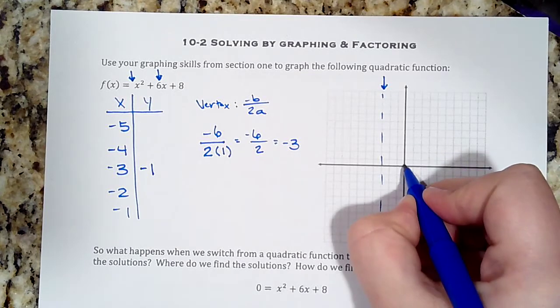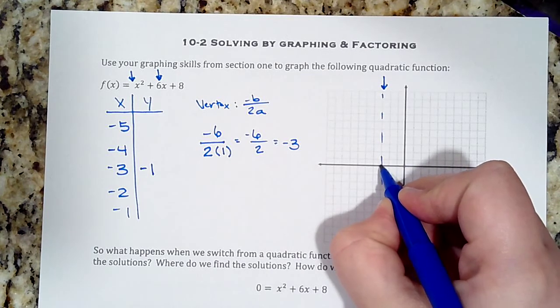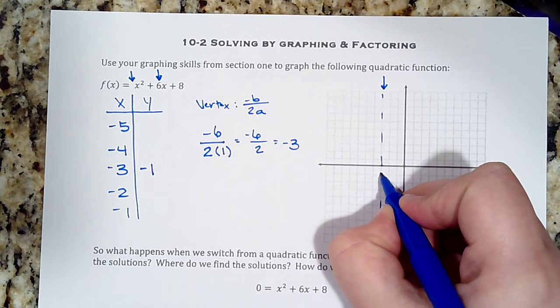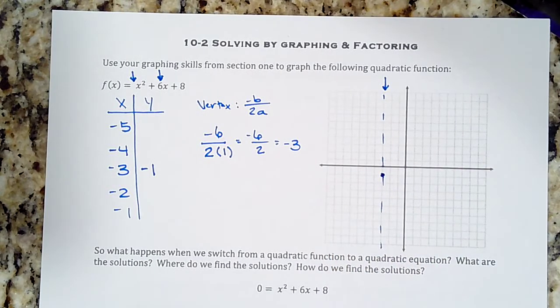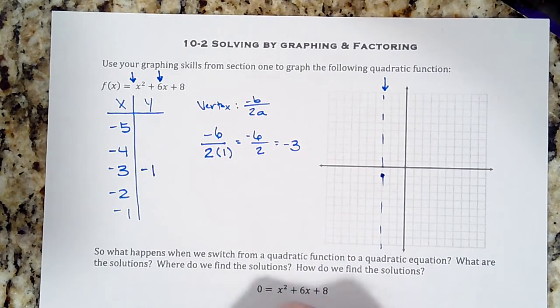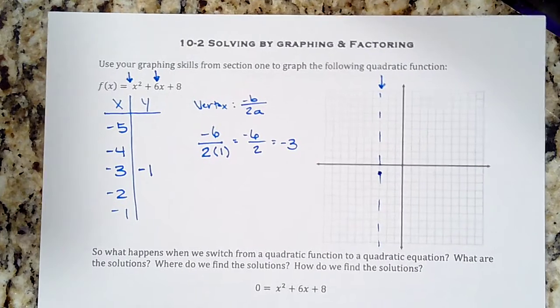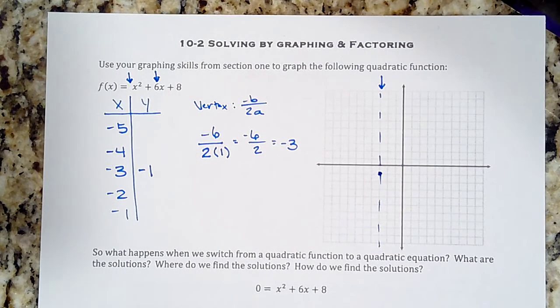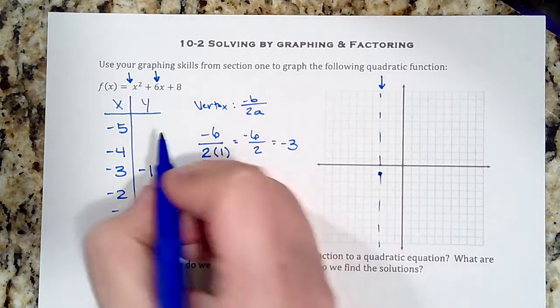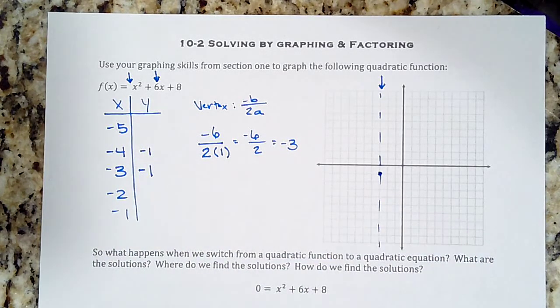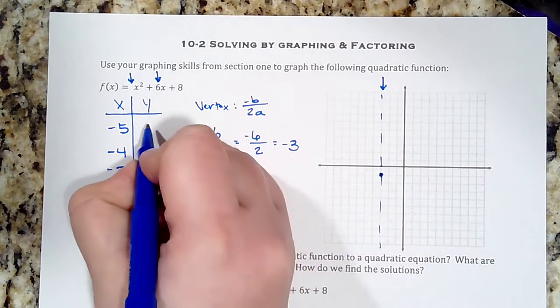Once I have my vertex, then I'm going to go and plot it. So negative 3, negative 1. There is my vertex. From there, I'm just plugging in more numbers. When I plug in negative 4, it's going to kick out negative 1. And when I plug in negative 5, it's going to kick out a positive 3.